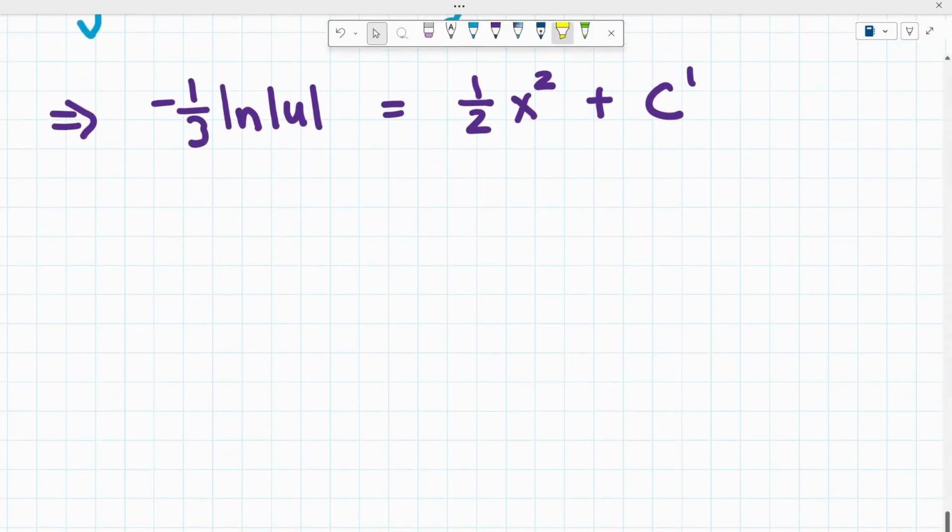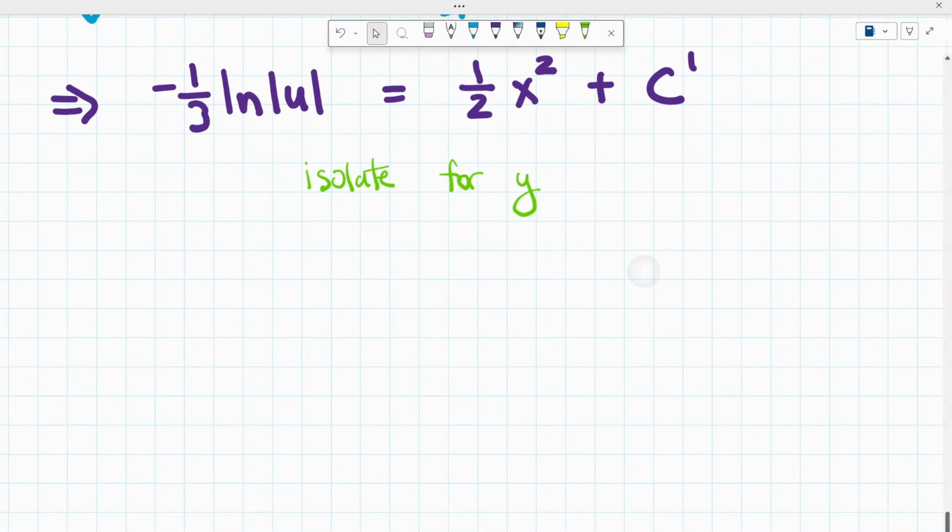Okay, so now that we've taken the integral of both sides of our equation, what's next? We want to isolate for y, because that is what we're trying to solve. When we solve differential equations, we want our answer in terms of our dependent variable.